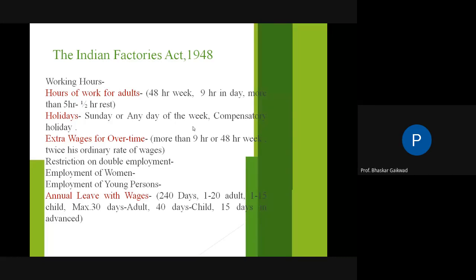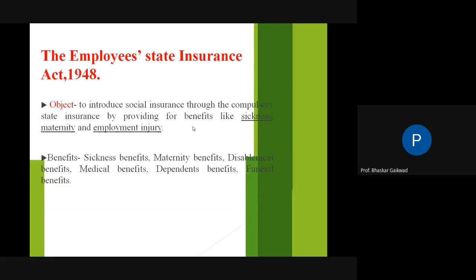Holidays should be there. Overtime should be there, but that amount is more than this. Annual leave with wages system should be there. Children or women should not be allowed. Employee State Insurance, this is the last part of this.